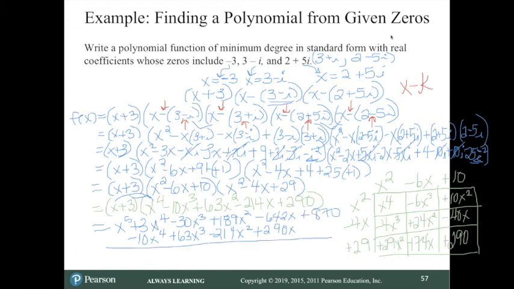So now I have all my like terms lined up. I get x to the fifth minus 7x to the fourth plus 33x cubed, 189 minus 214 minus 25x squared, negative 642 plus 290 is minus 352x plus 870. And that is f of x in standard polynomial form in descending order.